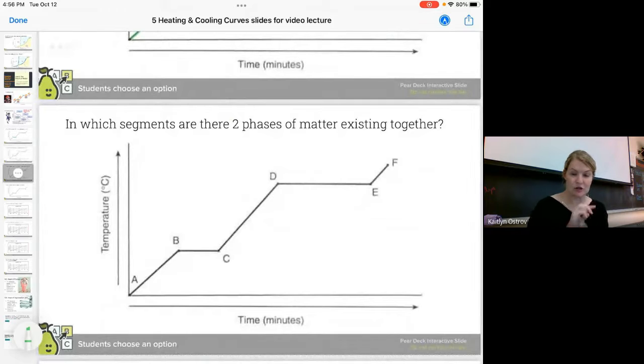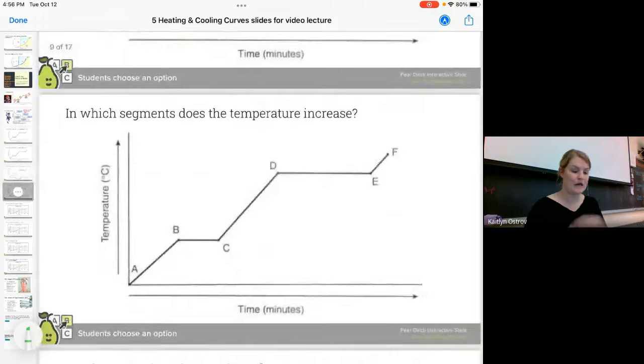Which segments are there two phases of matter existing together? So that would be at our phase changes, because right here we've got solid and liquid because it's melting, and right here we've got liquid and gas because it's boiling. Temperature increase, obviously, is where you can see that it is moving up because temperature is measured on the y-axis here. And so if the slope, or if like the line is moving upward, then temperature is moving upward.